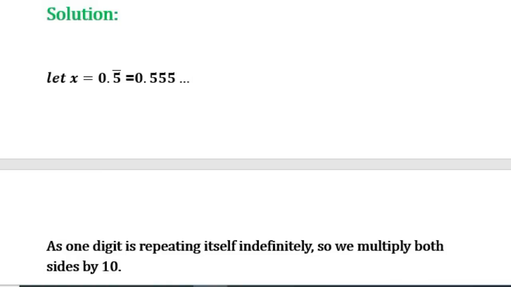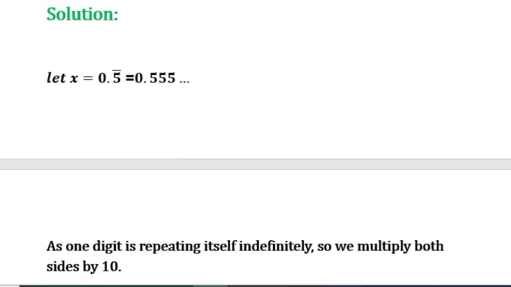Let's move towards the solution. As 5 is repeating, we can write x equal to 0.555 and so on. As only one digit, 5, is repeating, we will multiply both sides by 10. If 2 digits were repeating, we would multiply by 100. If 3 digits were repeating, we would multiply by 1000, and so on. How many digits repeat? Here 1 digit repeats, so one 0; for 2 digits, two 0s; for 3 digits, three 0s.